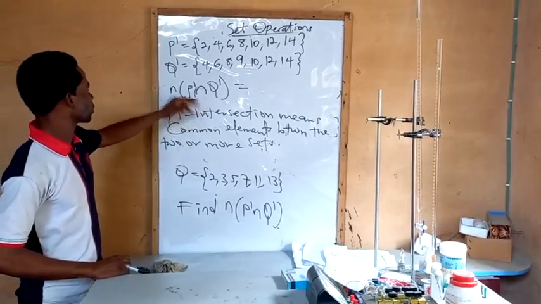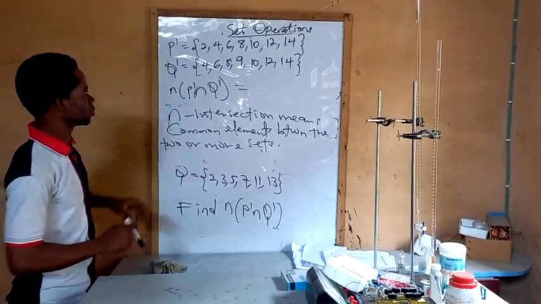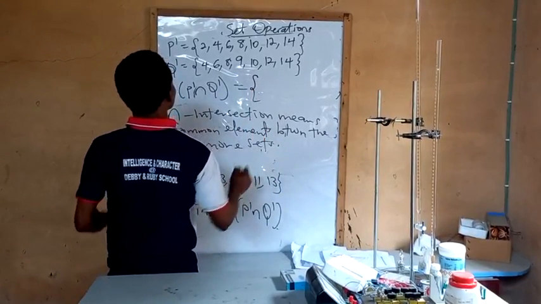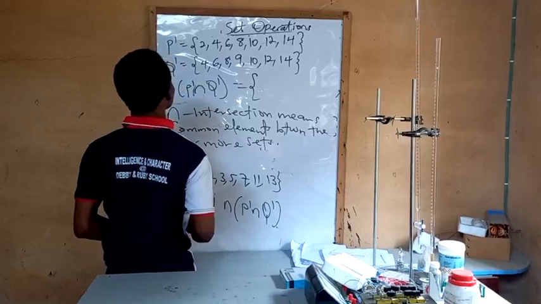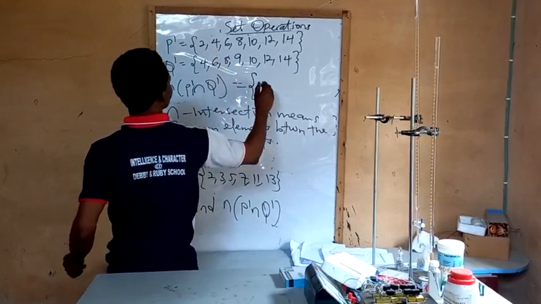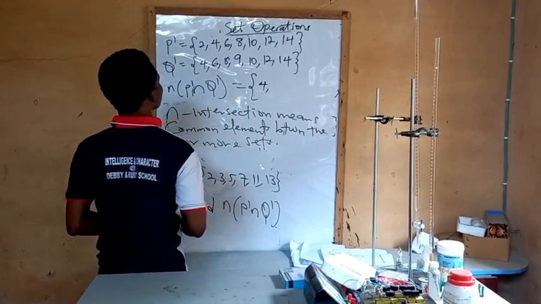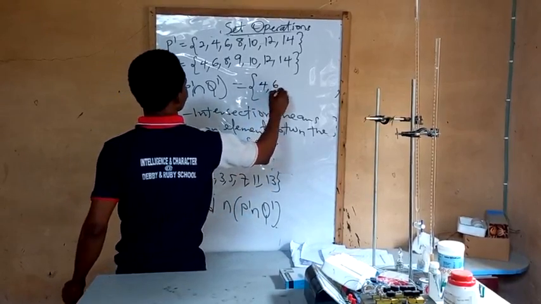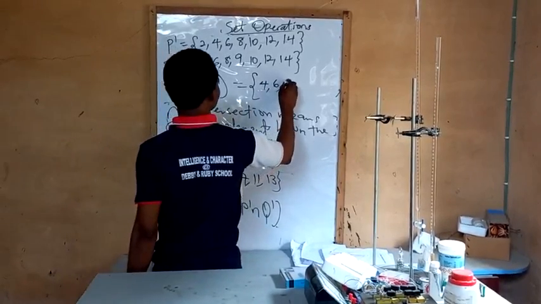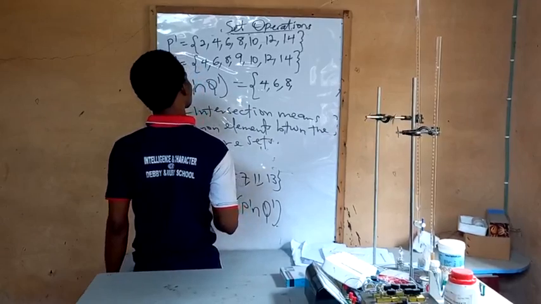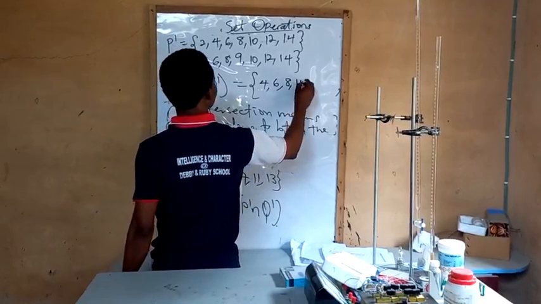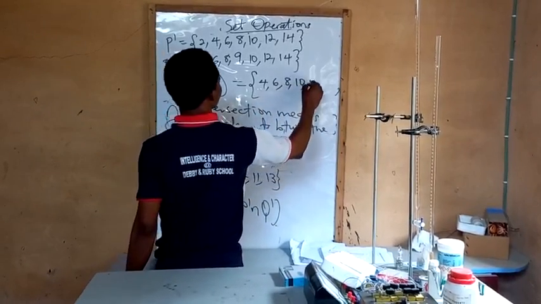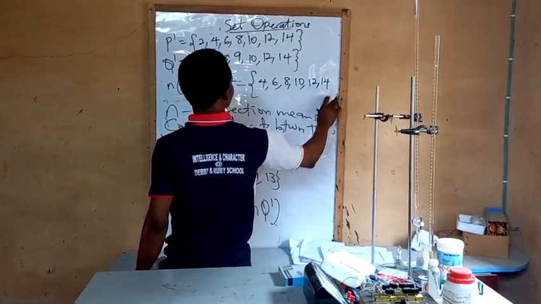Now, we are going to take the ones that are common to them. So is 2 common? No. Is 4 common? Yes. Is 6 common? Yes. Is 8 common? Yes. Is 9 common? No. Is 10 common? Yes. Is 12 common? Yes. Is 14 common? Yes.